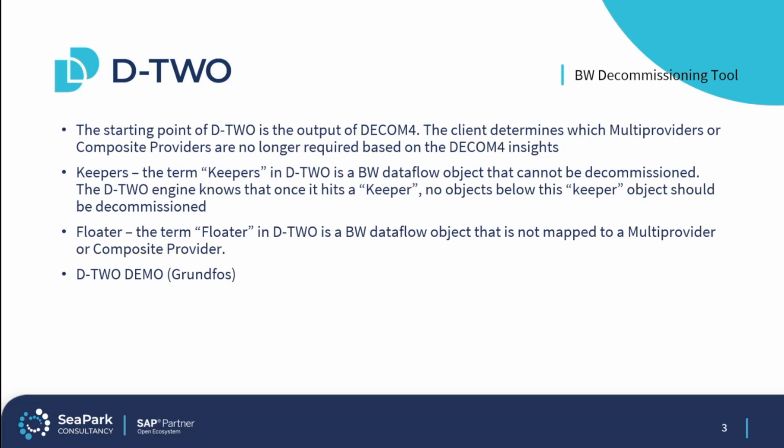Basically the reason why we have developed this tool is that when a client wants to decommission unused objects in their system, previously we had to work out manually the dependencies between the objects. And that's why we started to look into D2 to automate that process. And the starting point for D2 is the output of DECOM4.